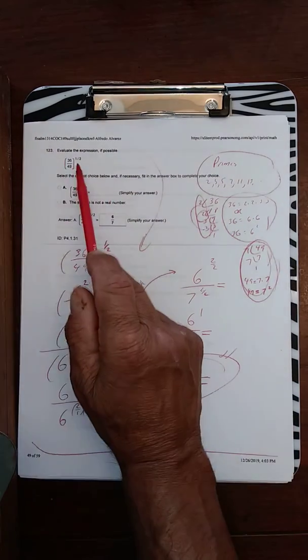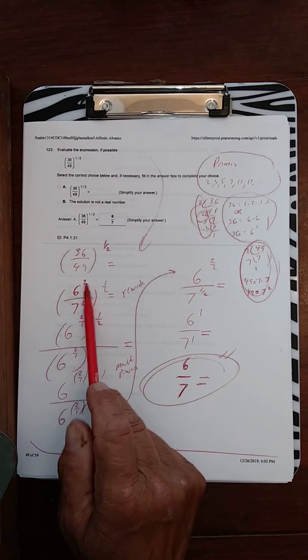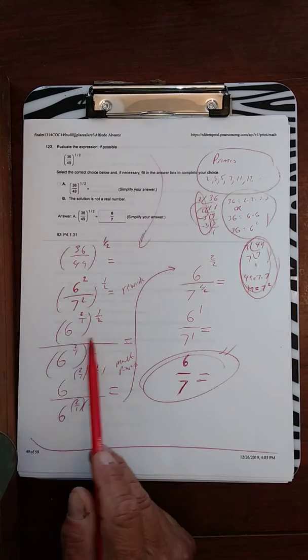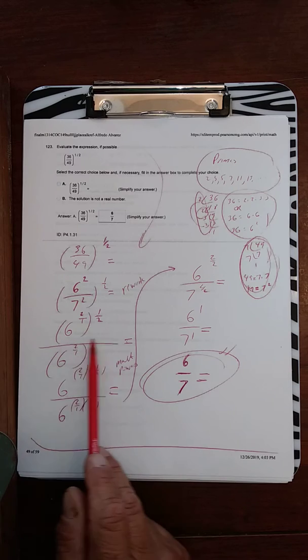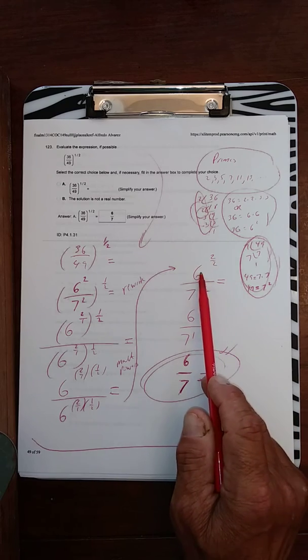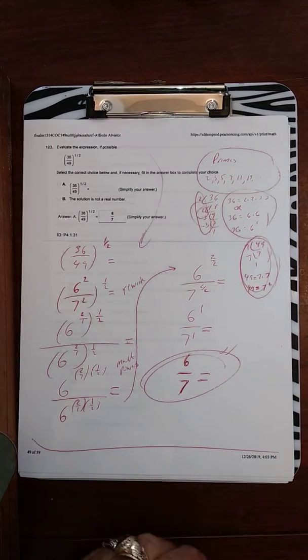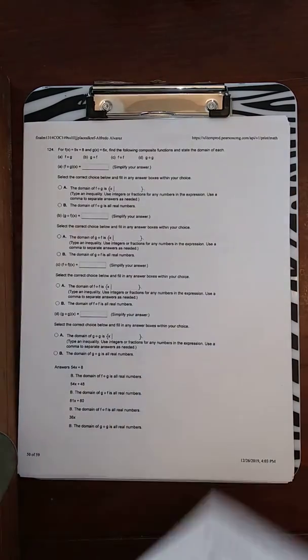This one, same thing. We're going to rewrite these numbers. We know that 36 is 6 squared. 7 squared is 49. So now multiply the powers. We have 2 over 1 times this, 2 over 1 times this. That's going to give you 2, 2, 2, 2. 6 to the 1. 7 to the 1 is the same thing. 6 over 7.